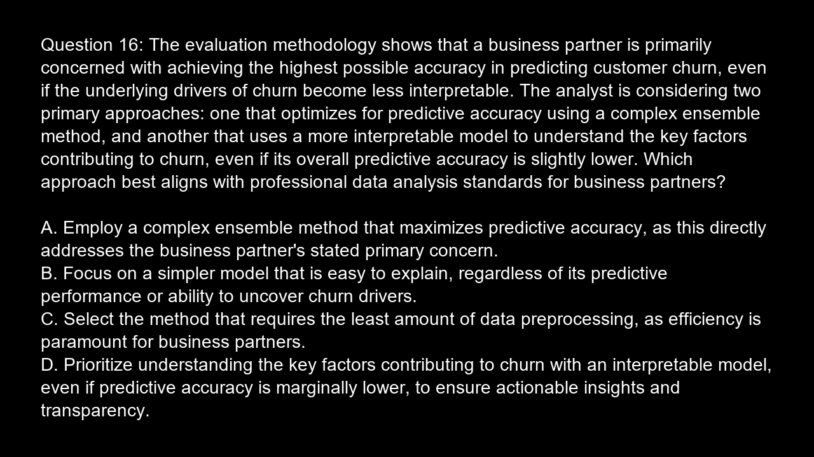Option A. Employ a complex ensemble method that maximizes predictive accuracy, as this directly addresses the business partner's stated primary concern. Option B. Focus on a simpler model that is easy to explain, regardless of its predictive performance or ability to uncover churn drivers. Option C. Select the method that requires the least amount of data per processing, as efficiency is paramount for business partners. Option D. Prioritize understanding the key factors contributing to churn with an interpretable model, even if predictive accuracy is marginally lower, to ensure actionable insights and transparency.